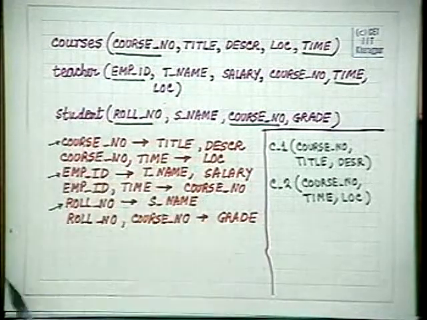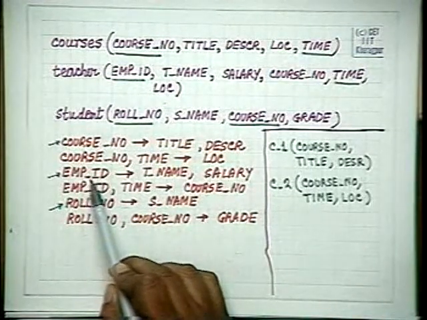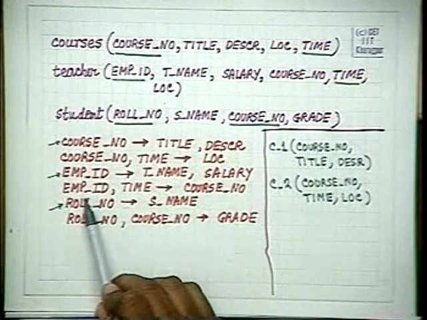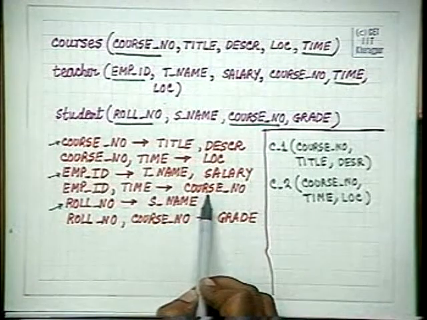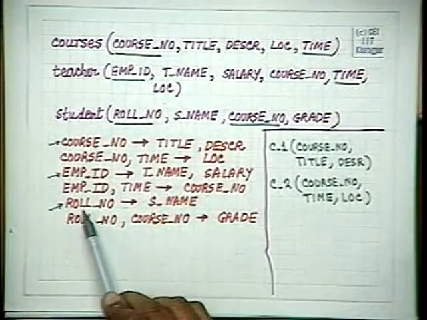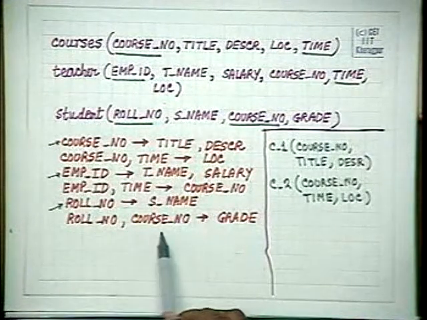Similarly, teacher will be broken up into two. One will contain employee ID, teacher's name and salary. The other will contain employee ID, time and course number. And finally, student will be broken up into two. One will contain roll number and S name. The other will contain roll number, course number and grade.